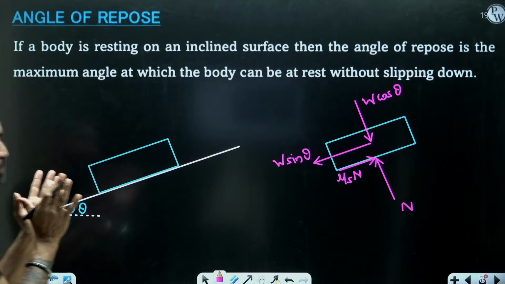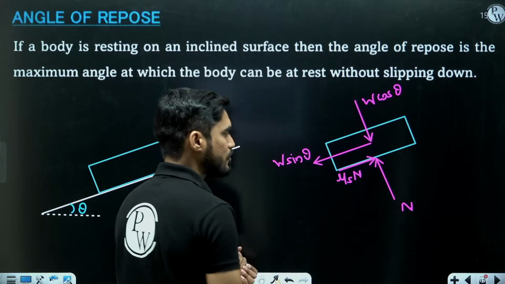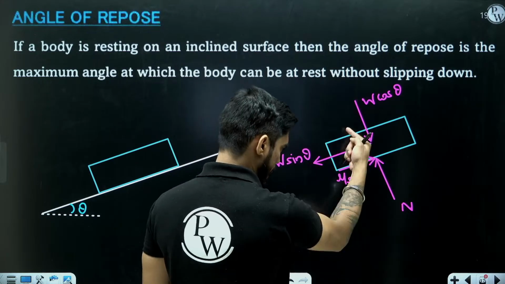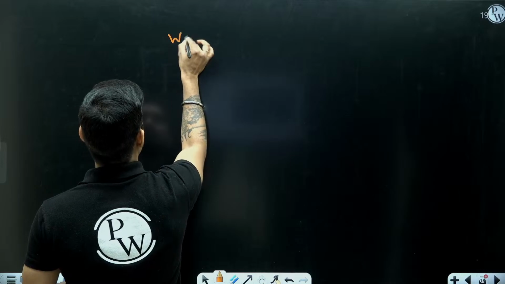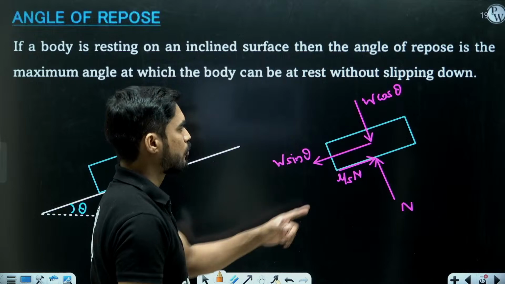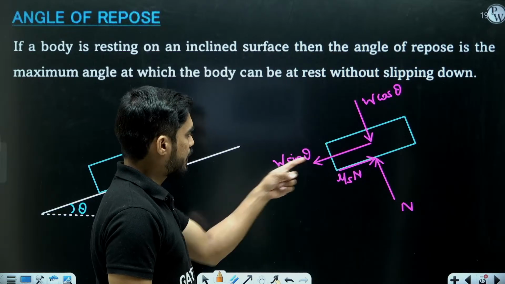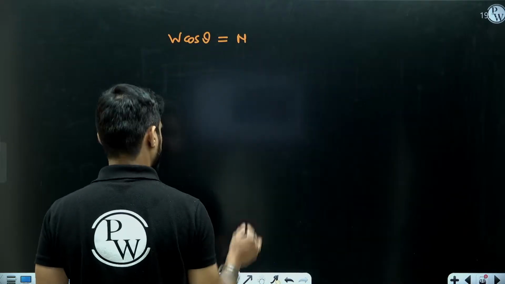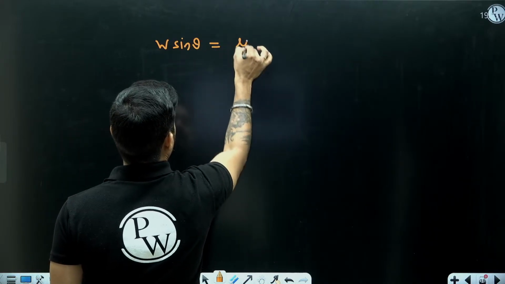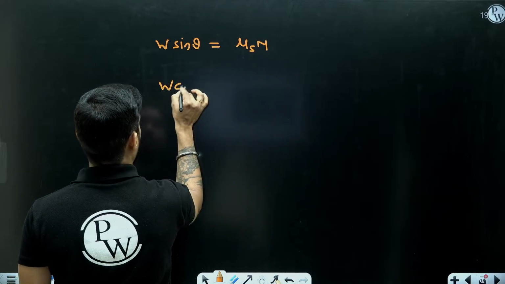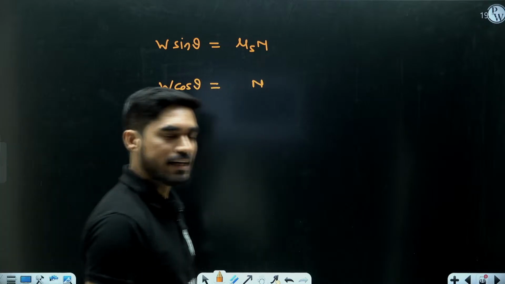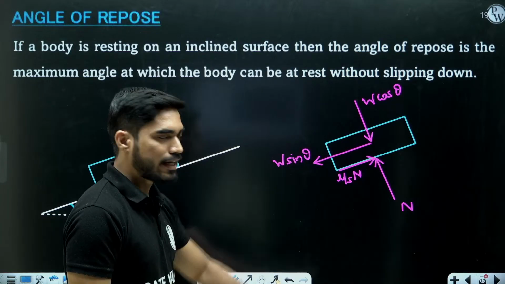Now, as this body is static, can I say that W cos theta is equal to n? Right? Can I say that W cos theta is equal to n and W sin theta is equal to mu s into n? W sin theta is equal to mu s into n and W cos theta is equal to n, right? Because the body is static, so we can apply the equilibrium equation. Net force must be 0.